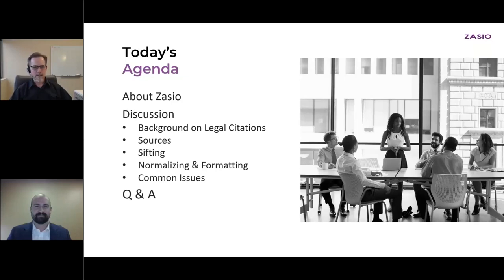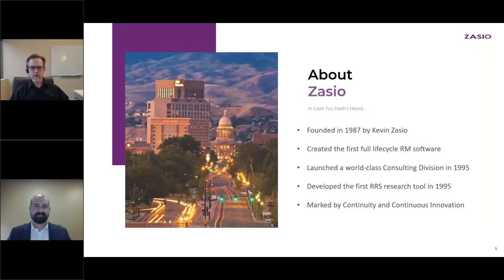Let me briefly mention who we are in case you haven't worked with us before. We are Zasio. It was founded by Kevin Zasio in 1987, so we've been at this for a long time. Kevin created the first full lifecycle records management software back in 1987, meaning that it tracked boxes, files and documents from start to finish. It was the first one of its kind, and we're proud of that. We started in the Bay Area and moved to Idaho in the early 90s. We've been here ever since.